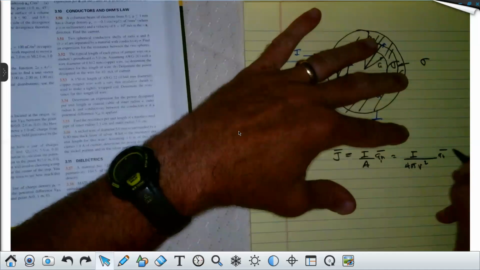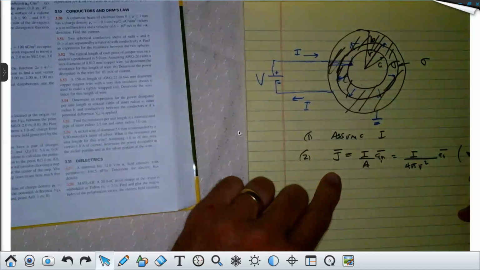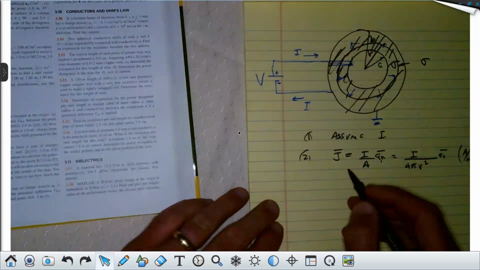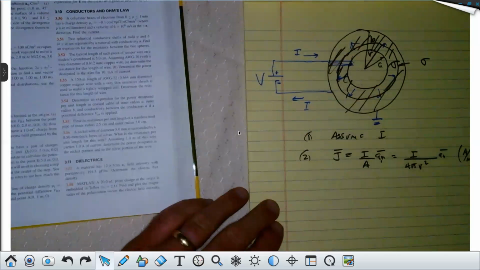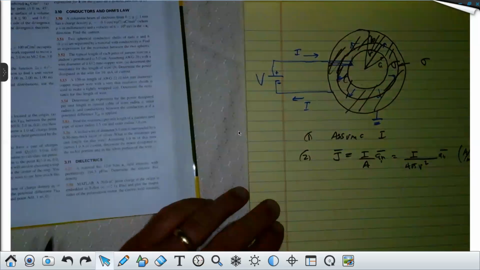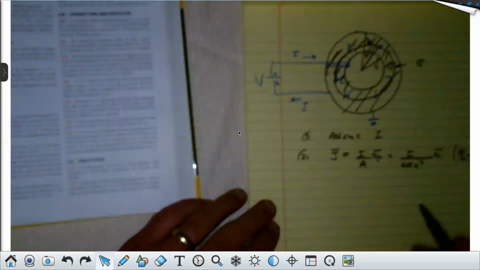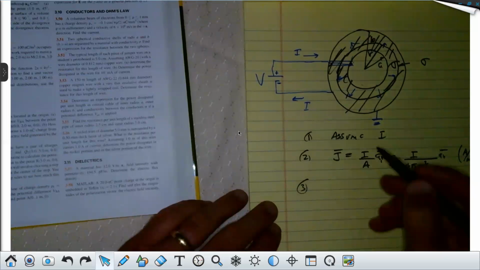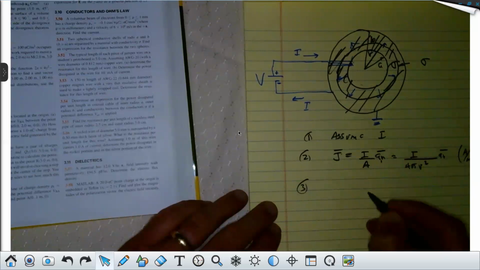So that's the current density. The units would be amps per meter squared. Follow me? Our goal, if we assume current, we want to get voltage to get resistance, because voltage over current is resistance. There's J. The next thing we want to get is what? This is the steps. If you assume I, you get J. From J, you get what? Anybody?